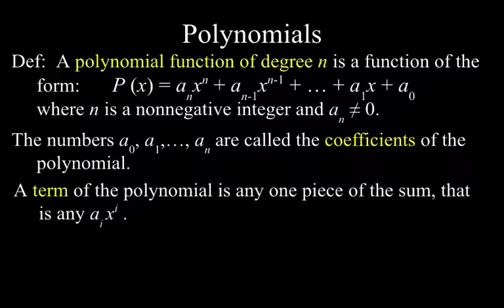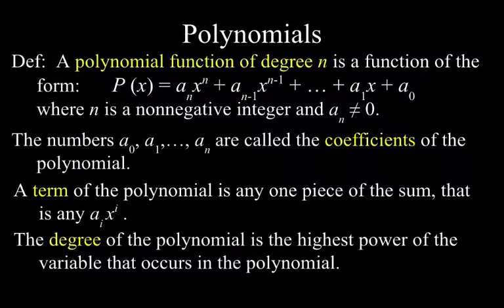A term of a polynomial is any one piece of that sum, and so it's going to look like a number, a sub i, times x to a power. And that's what I was just talking about. Each one of those little pieces is called a term, and each one of them is just made up of a number times x to a power.